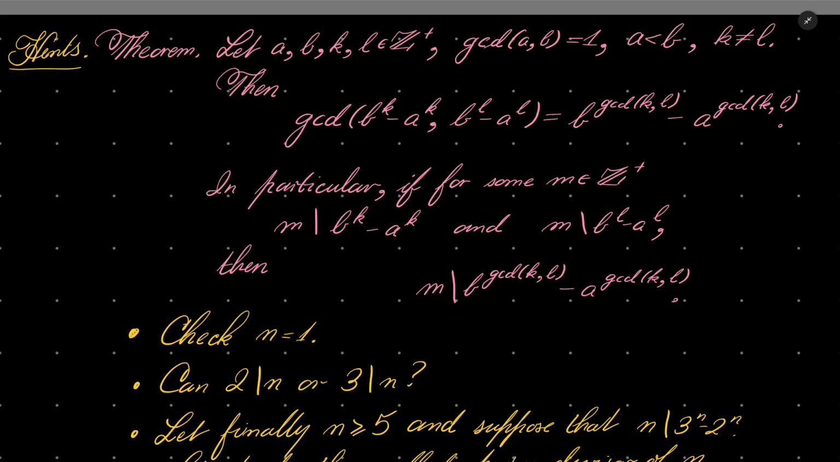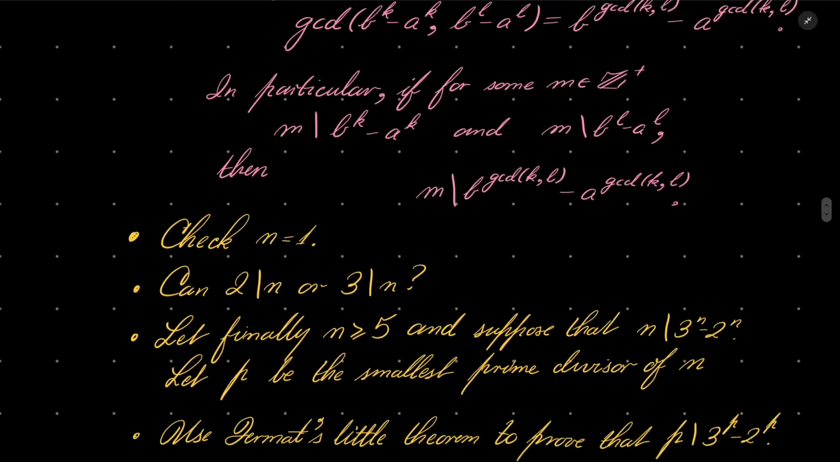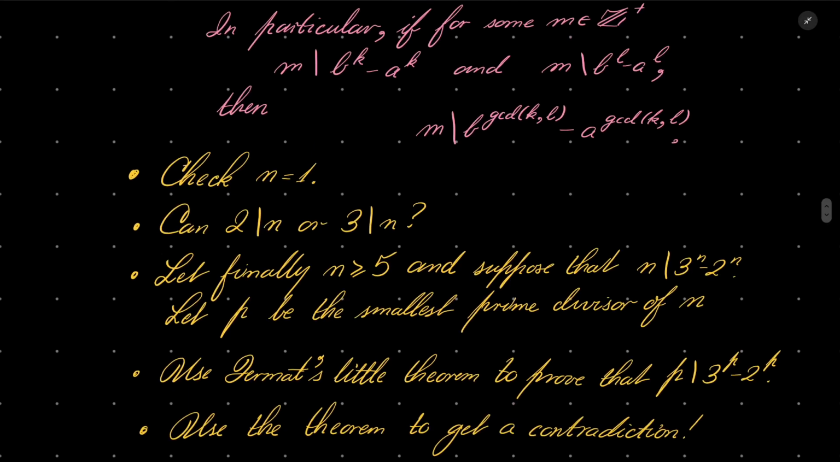And the rest of my hints: first, check separately n equals 1, what happens then? Then think about, can 2 divide n? Can 3 divide n? Probably not. And finally, suppose that we have some number n greater than or equal to 5, because 2, 3, and 4 won't do. And suppose that our divisibility holds.